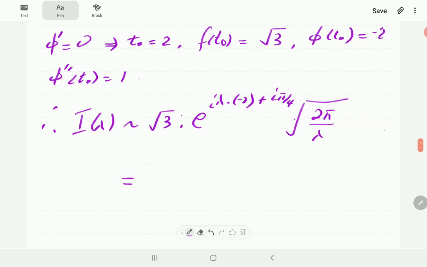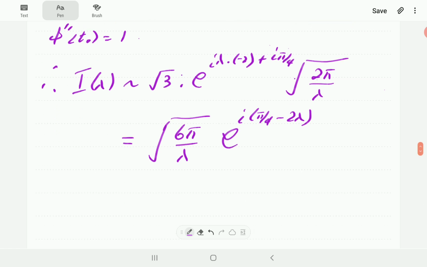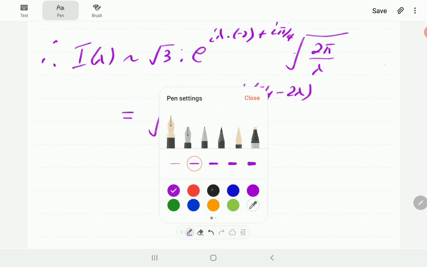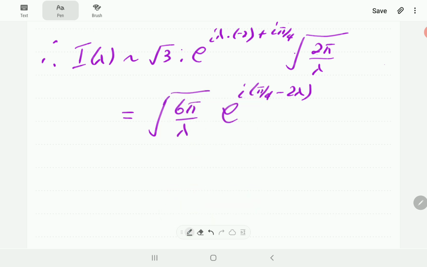So tidying this up is going to give us square root of 6 pi over lambda times e to the i pi over 4 minus 2 lambda. So that's going to be your asymptotic expression approximating this integral for large values of lambda. Okay, so that concludes number 1. Let's now go to number 2.